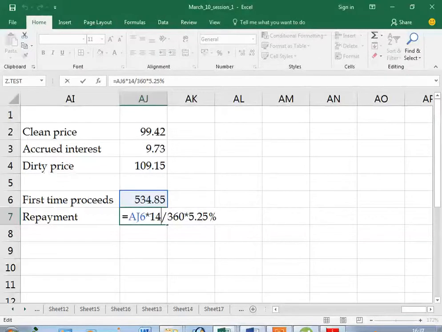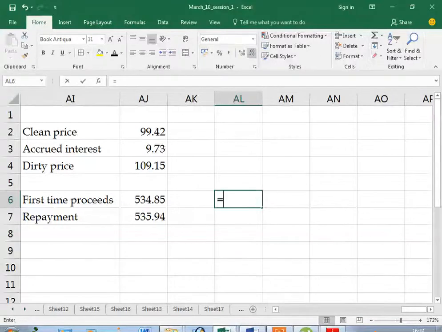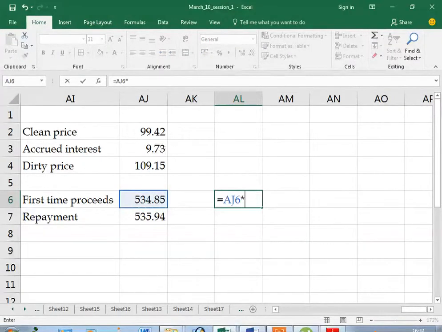And this is the interest, you will have to add the opening value. Repayment is including interest. 534 into 14 days by 360 into 5.25%.